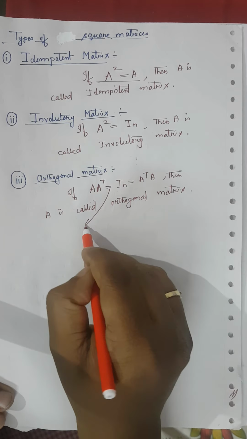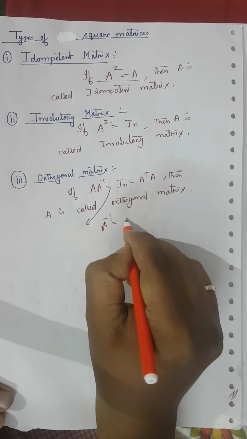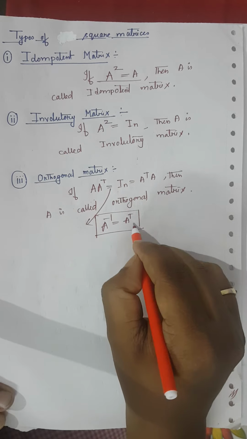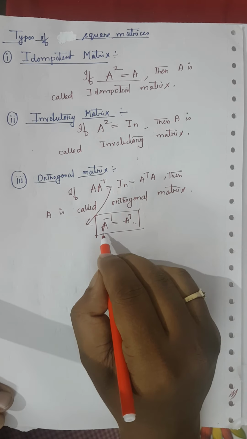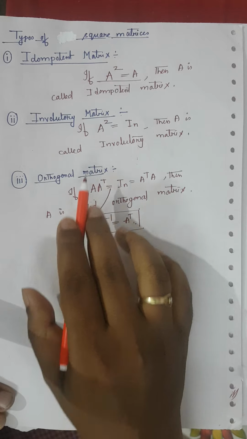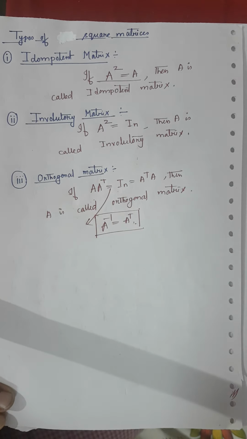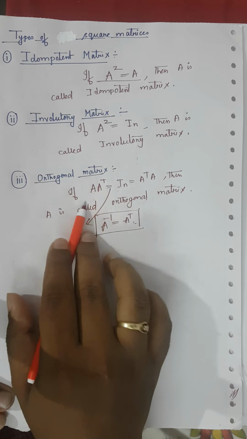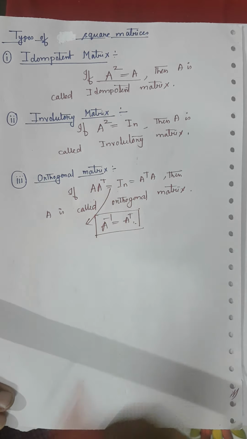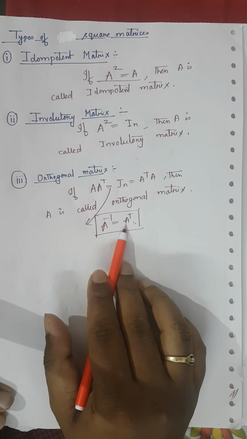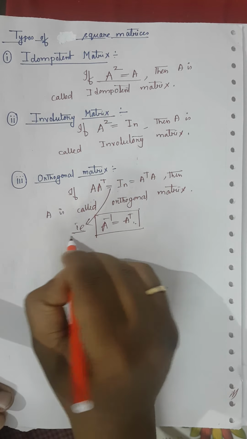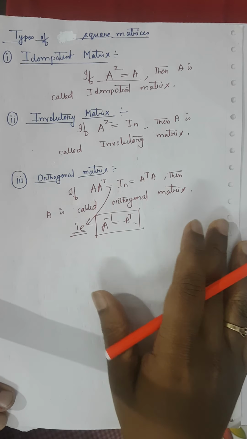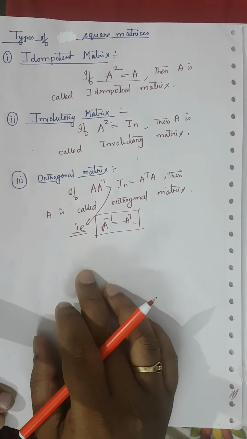In short, I can say that A inverse is equal to A transpose. That is, for such matrices, the transpose of A is equal to its inverse. We know that when I multiply a matrix A with its inverse matrix, we get the identity matrix. Therefore, when I multiply A into A transpose, I am getting I. So I can write that A inverse is equal to A transpose. So for an orthogonal matrix, the transpose of A is equal to the inverse of it. So these three are very important types of square matrices.